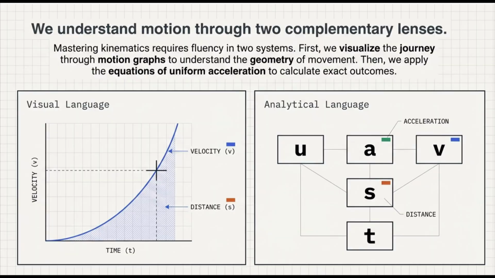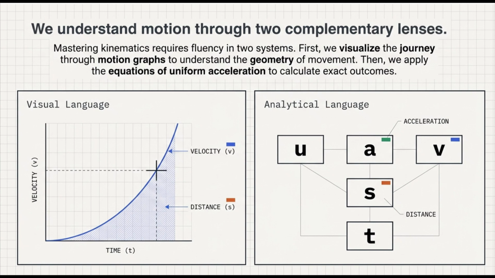The first is the visual language of graphs. Graphs allow us to see how motion changes over time, right? For example, a distance time graph shows how position changes, while a velocity time graph shows changes in velocity. The second is the analytical language of equations.